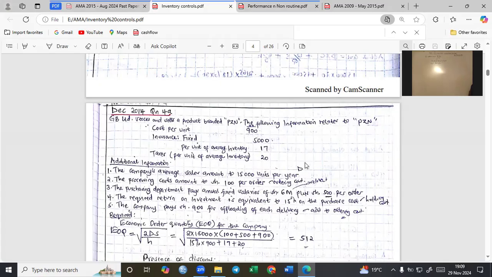Another one that we have, information number 3. The purchasing department pays an annual fixed salary of 6 million plus 500 per order. So that one 500 per order is also one of it. Do you have another one? Do we have any other? Okay, pale chini, the company pays 900 for offloading each delivery.